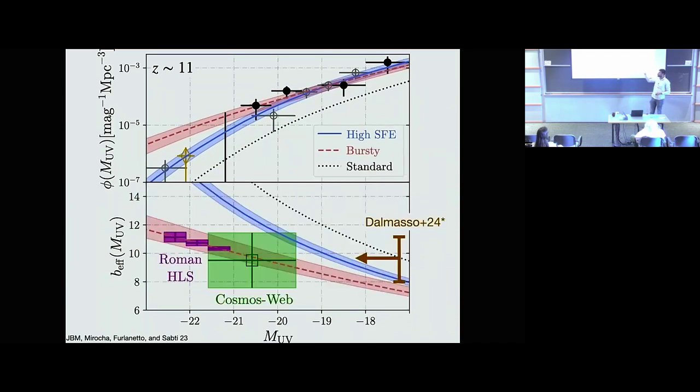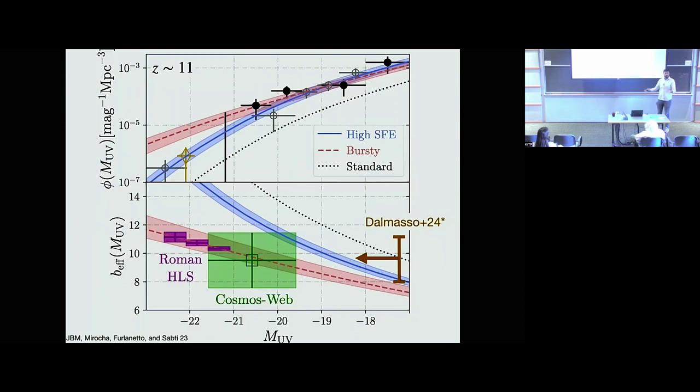You can predict what this looks like in current data, and Peter already showed this plot. When you have stochasticity, you have lower biases on average. And not only are they lower, but they're actually distinguishably lower by current JWST surveys that are ongoing. So the reason I highlighted COSMOS-Web there was because it's a large area and it's contiguous.